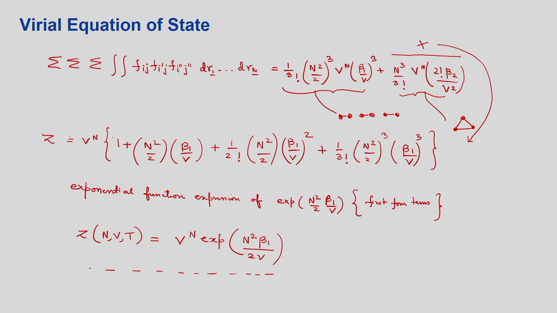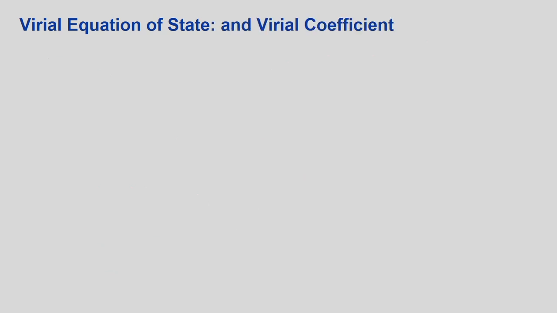Now we have got the expression for the virial equation of state. We are able to do it if we know Z, and now we have got a value of Z. Let us write what the thermodynamic properties will be from this configurational integral. As you know, the expression is P, the pressure, equals KT dou ln Q by dou V.